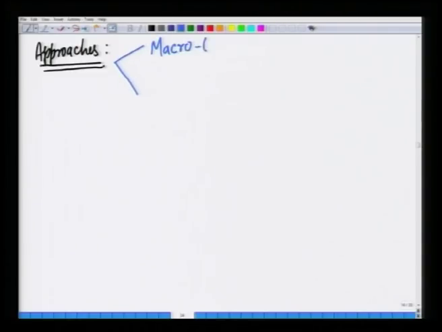the macro level problems, and the other the micro level problems. Although this classification is not watertight, okay, it is nonetheless useful to classify problems in this introductory discussion into macro level or micro level problems. So, let us look at what macro level problems are.